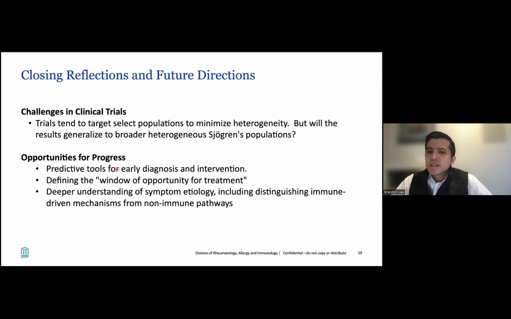Having a deeper understanding, too, of symptom etiology and distinguishing immune-driven versus non-immune pathways as well. There's a lot of talk about neurologic involvement of Sjögren's and neuropathy, and to what extent that is immune-driven is still very much an open but very challenging but interesting question as well. And that's something that folks are working on in terms of research.